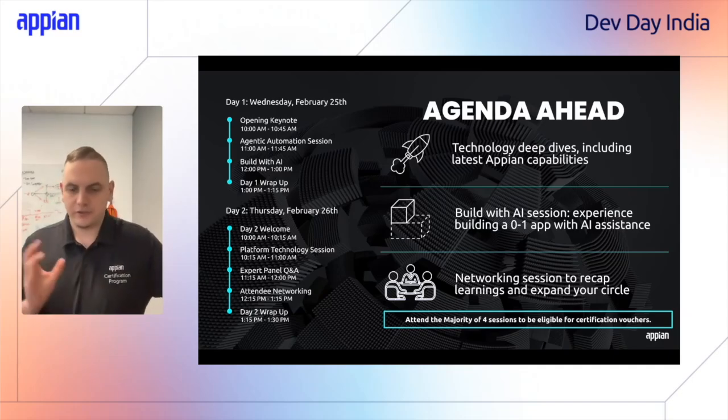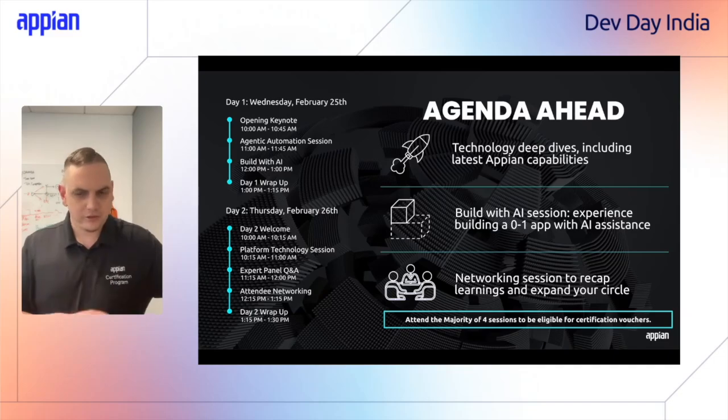And then last, but certainly not least, I know that a lot of folks are here looking to get the certification voucher, right? For people attending the sessions, you're entitled to a certification voucher so that you can take your Appian certification exam to get the associate, or even if you're going for the senior or lead certification. That is included for the attendees, but it's very important to understand you must attend a majority of 4 sessions in order to be eligible for the certification vouchers.